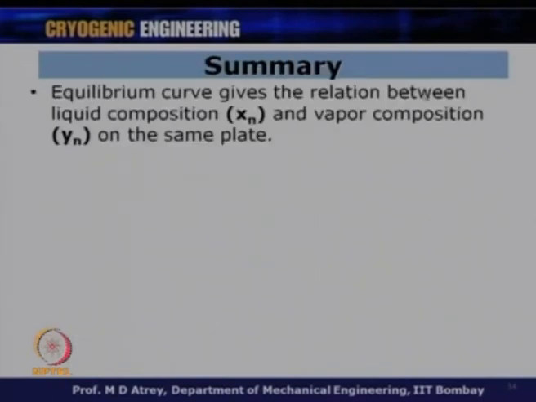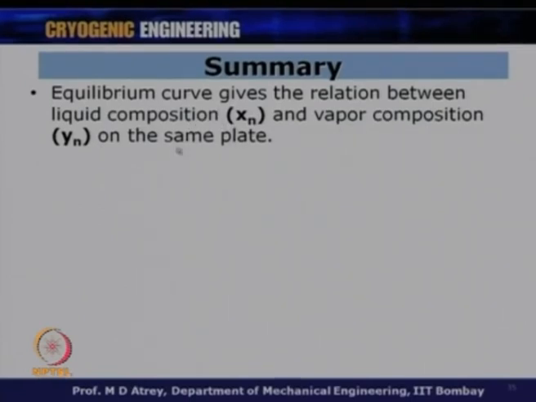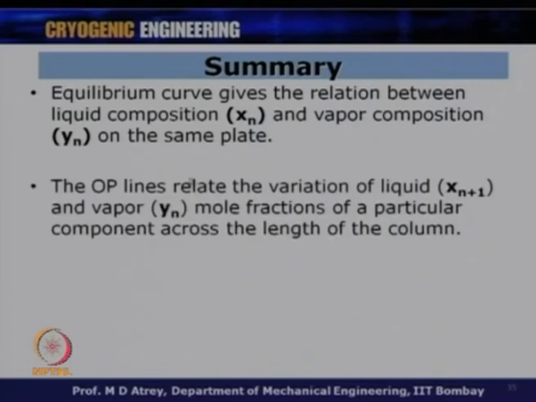Equilibrium curves give the relationship between the liquid composition xn and vapor composition yn on the same plate. This is very important. This is what facilitated us to go horizontal and vertical when we wanted to calculate the number of plates in the enriching and the stripping section. The operating lines relate the variation of liquid xn plus 1 and vapor yn, because you got yn as a function of xn plus 1. These are the liquid and vapor mole fractions of a particular component across the length of the column.